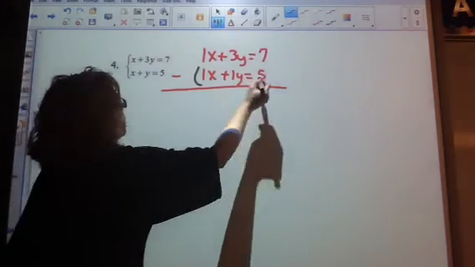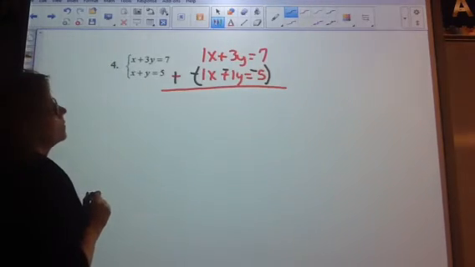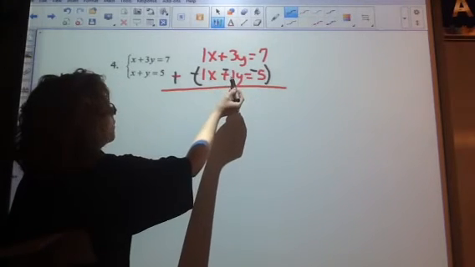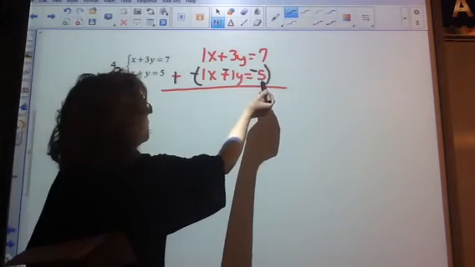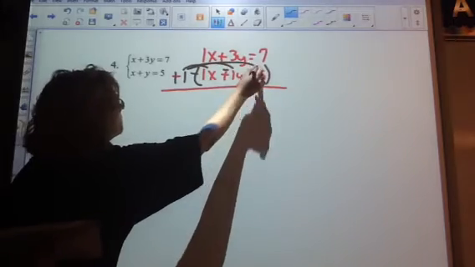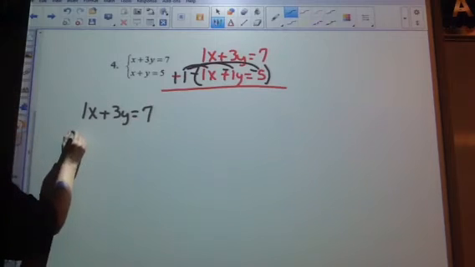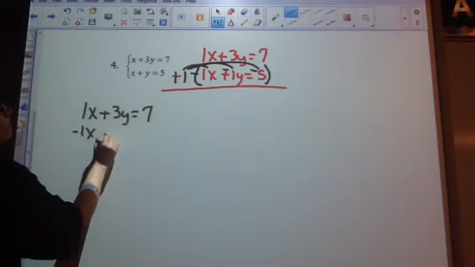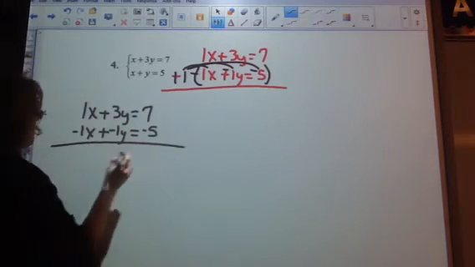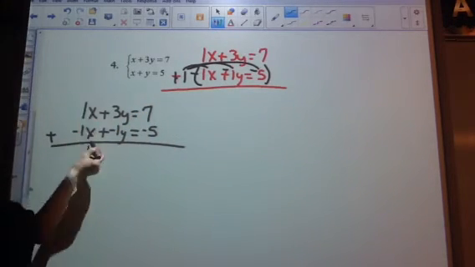So, when we subtract, we add its opposite. So what I did here is, instead of a positive 1, it's a negative 1. Instead of a positive y, it's a negative y. Instead of a positive 5, it's a negative. I just distributed that negative 1. So I have 1x plus 3y equals 7. I have negative 1x plus negative 1y equals a negative 5. And we are now adding because we changed the subtraction to addition, okay? So these are opposites. They cancel out.